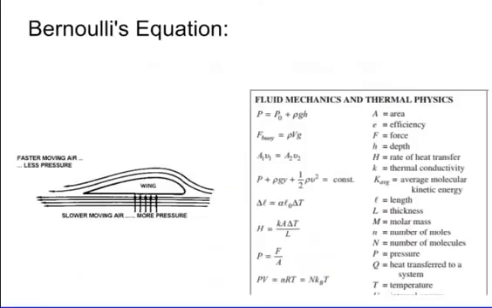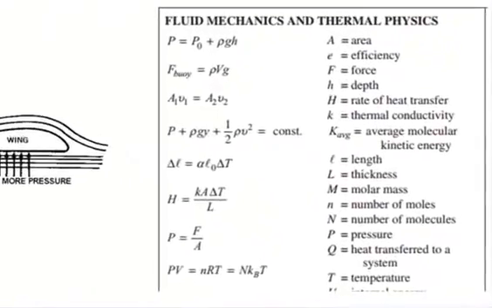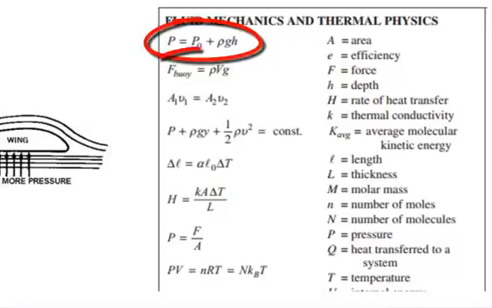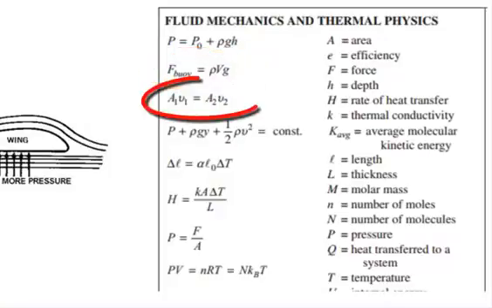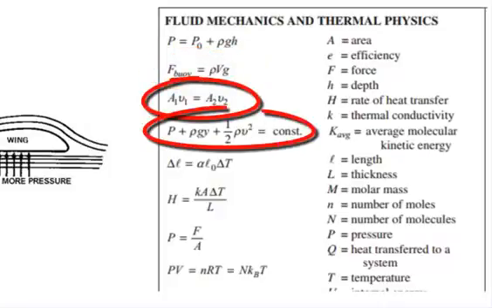And then it finally brings us to Bernoulli's equation. You can see here are all of our equations. The top equation is our equation for Pascal's principle. Then we have Archimedes' principle with the buoyancy. And then we have the continuity equation. And the last equation is Bernoulli's equation. Now it says P plus rho g y plus 1/2 rho v squared equals constant.